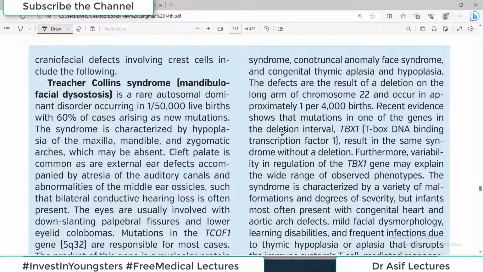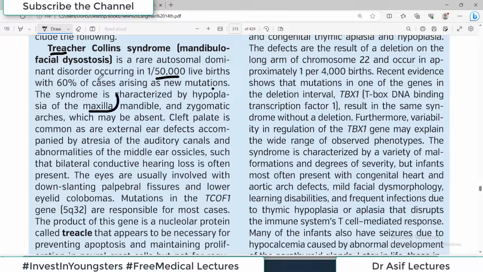आपको इन सिंड्रोम्स के बारे में सिंपल ये याद होना चाहिए कि कौन से सिंड्रोम में डिफेक्ट क्या है और उससे मेन फीचर क्या है। So for example, there is Treacher-Collins syndrome, also called the mandibulofacial dysostosis. It's a rare autosomal dominant disorder occurring in 1 in 50,000 live births, with 60% of the cases arising as new mutations. The syndrome is characterized by hypoplasia of maxilla, mandible, and zygomatic arches.